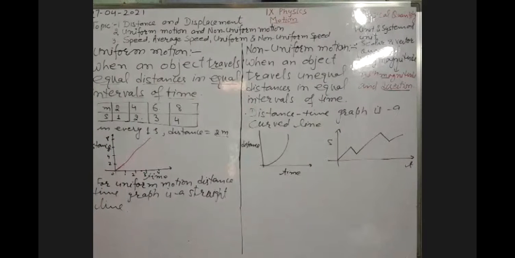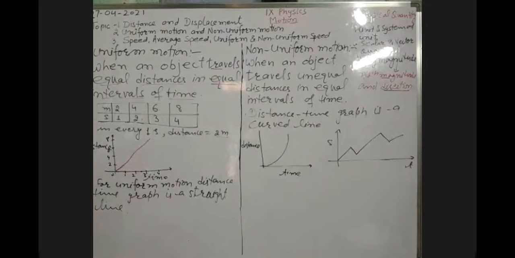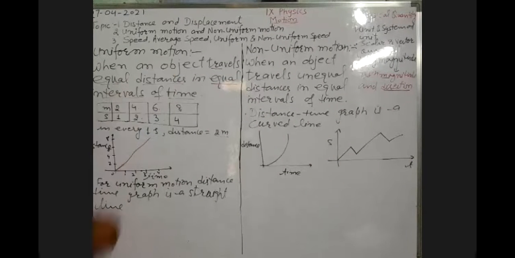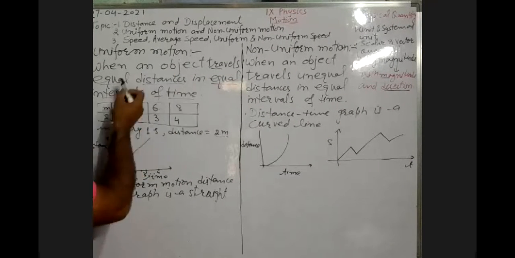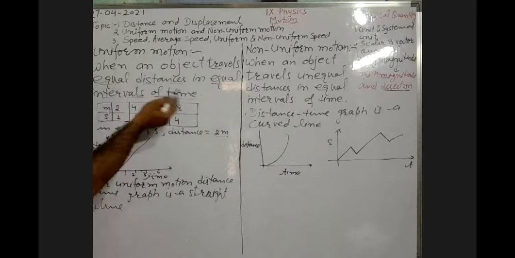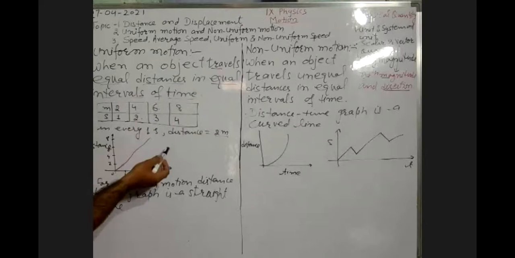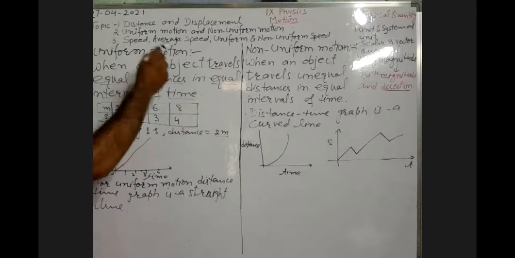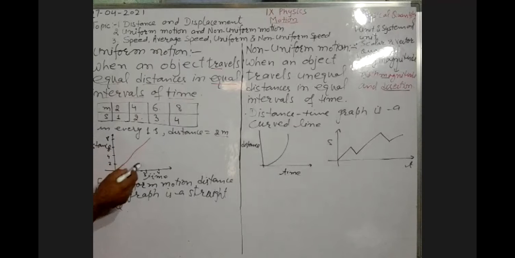So these are the basic differences between uniform motion and non-uniform motion. I'm again repeating, what is uniform motion? When an object travels equal distances in equal intervals of time, that motion is known as uniform motion. And the graph of uniform motion, the distance time graph, is a straight line.